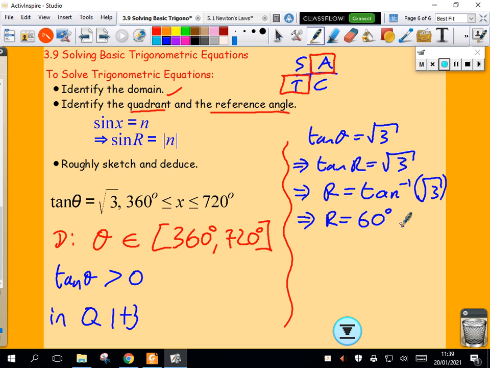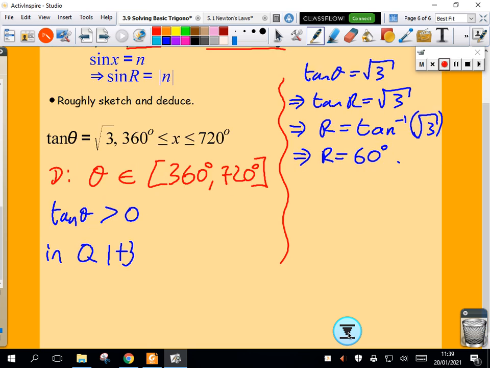So we've identified the quadrant, the reference angle, and the domain. Now we want to go and sketch. Two quadrants here, just a rough sketch will do. Either in quadrant 1 with a reference angle of 60 degrees, or quadrant 3 with a reference angle of 60 degrees, there's quadrant 3, reference angle of 60 degrees in there.